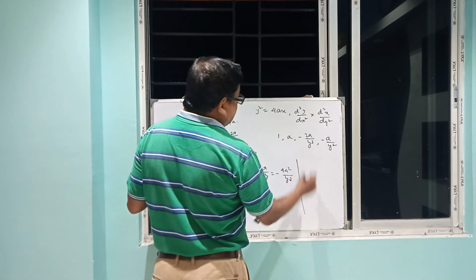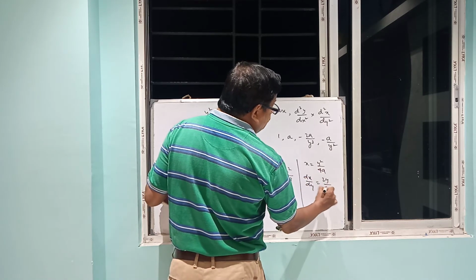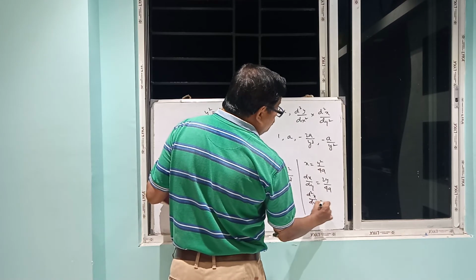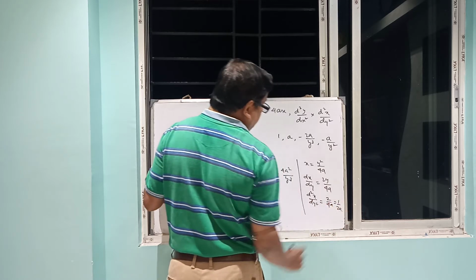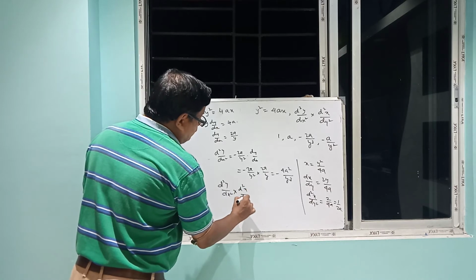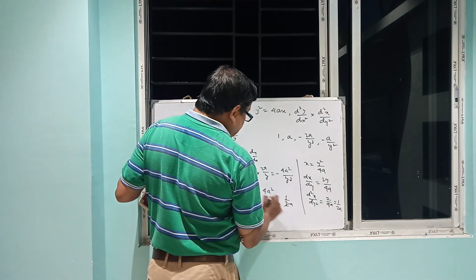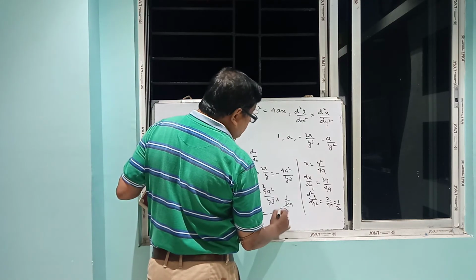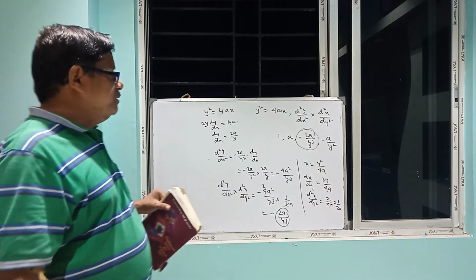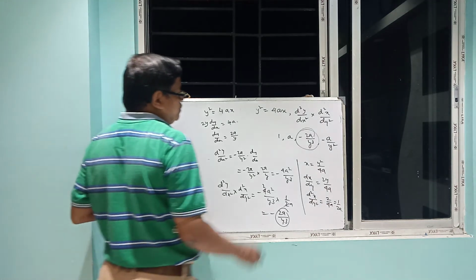Again, from here, x equal to y square by 4a. So find dx/dy: 2y by 4a. d2x by dy2: 2 by 4a, that is 1 by 2a. Now multiply d2y by dx2 into d2x by dy2: minus 4a square by y cube into 1 by 2a. So you can see, that is minus 2a by y cube. This answer is yes. Okay?